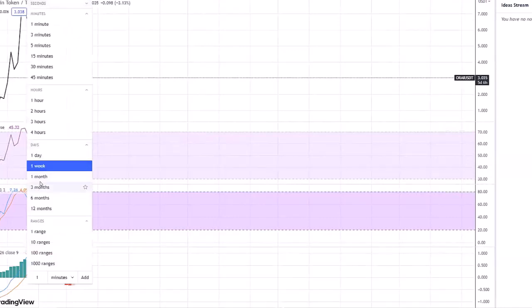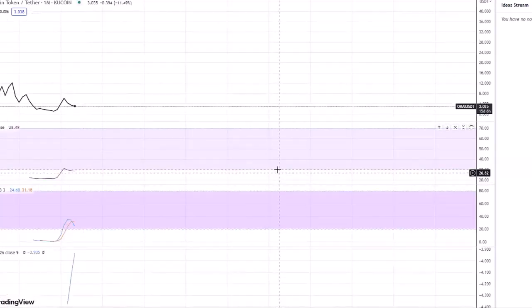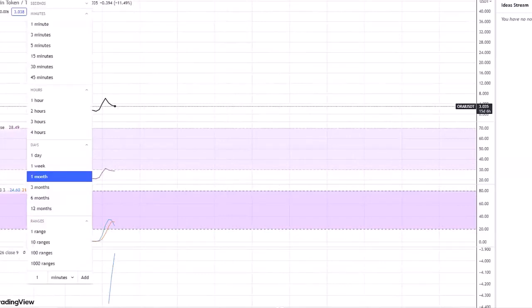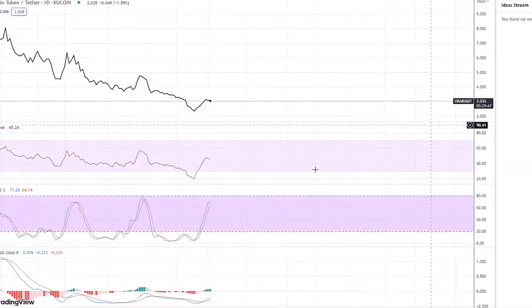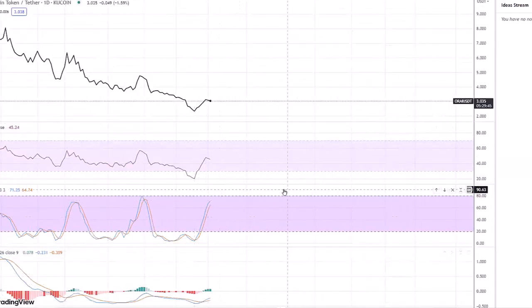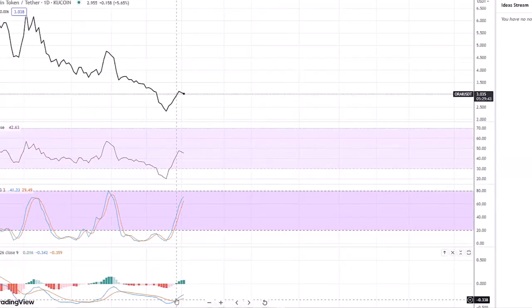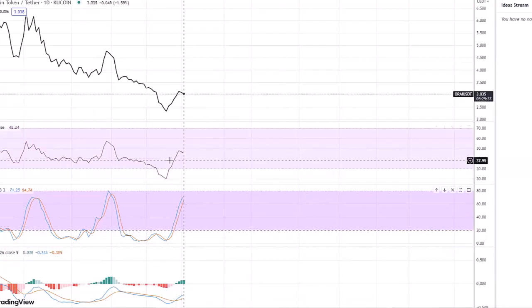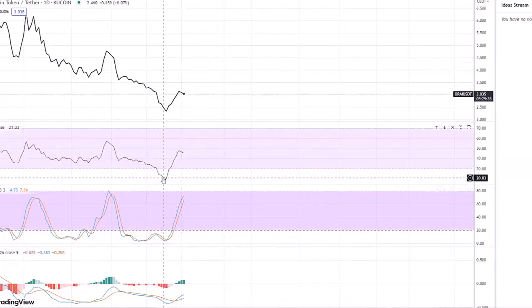On the monthly, it doesn't really tell me much because there's not enough liquidity on this particular pair. And on the daily, that looks a positive trade. We have a crossover on the MACD. We have corroboration on stochastics. And this does look risky.